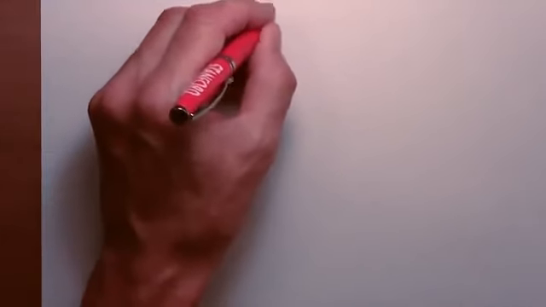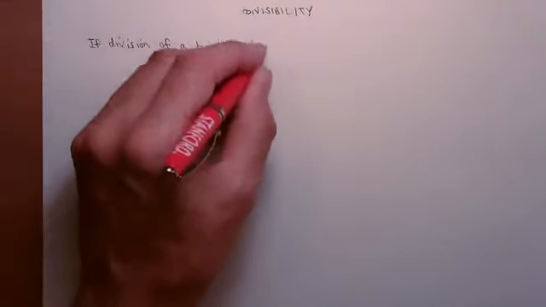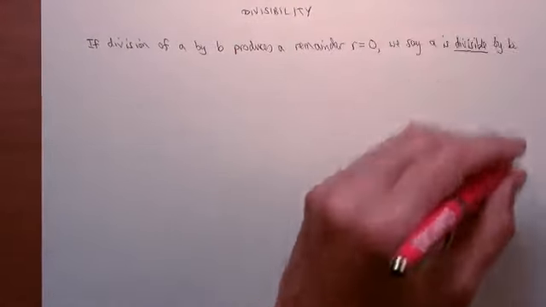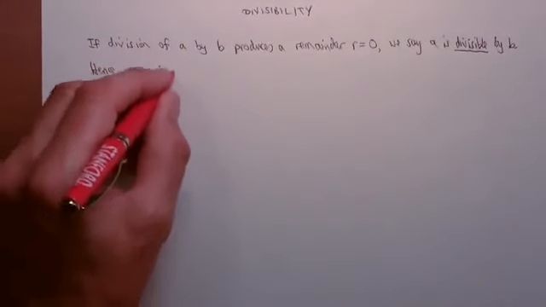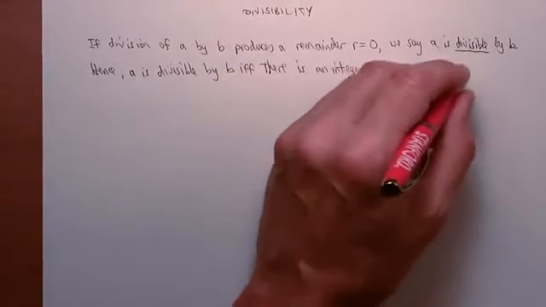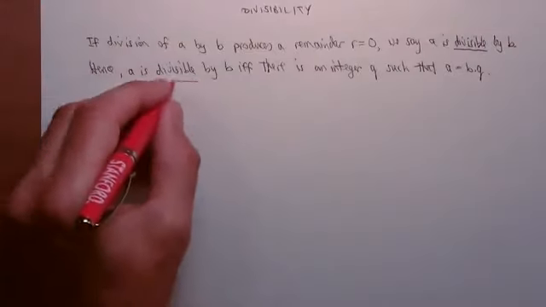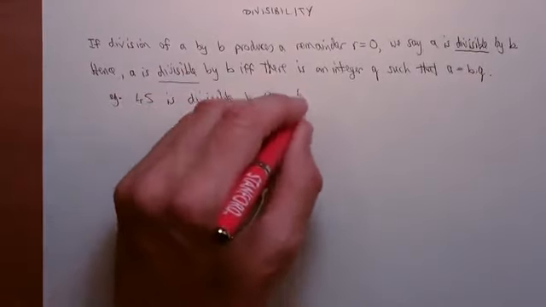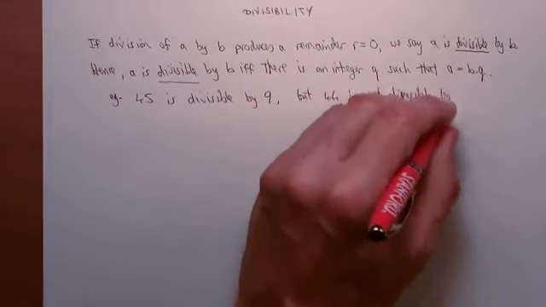Well, now that we have the division theorem available, we can look at the important mathematical property of divisibility. If division of a by b produces a remainder r equal to 0, we say a is divisible by b. Hence, a is divisible by b if and only if there's an integer q such that a equals bq. For example, 45 is divisible by 9, but 44 is not divisible by 9.